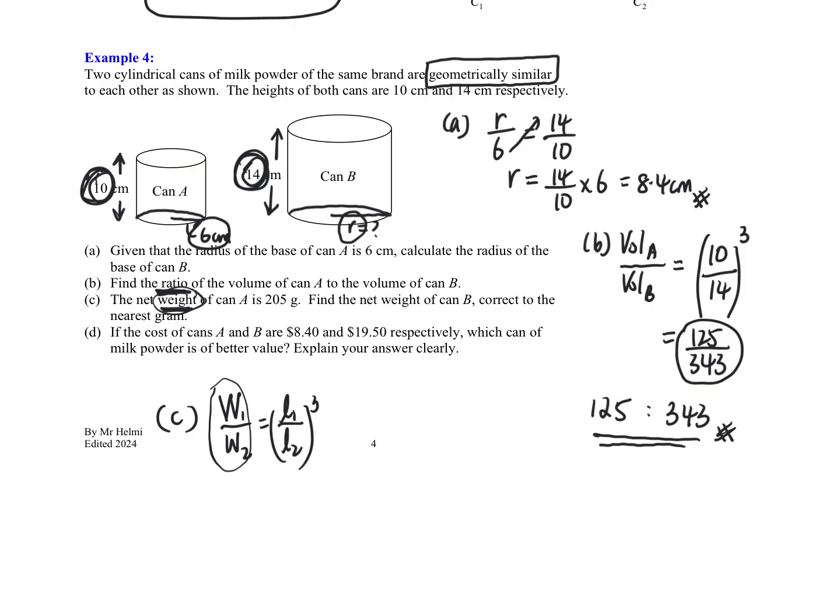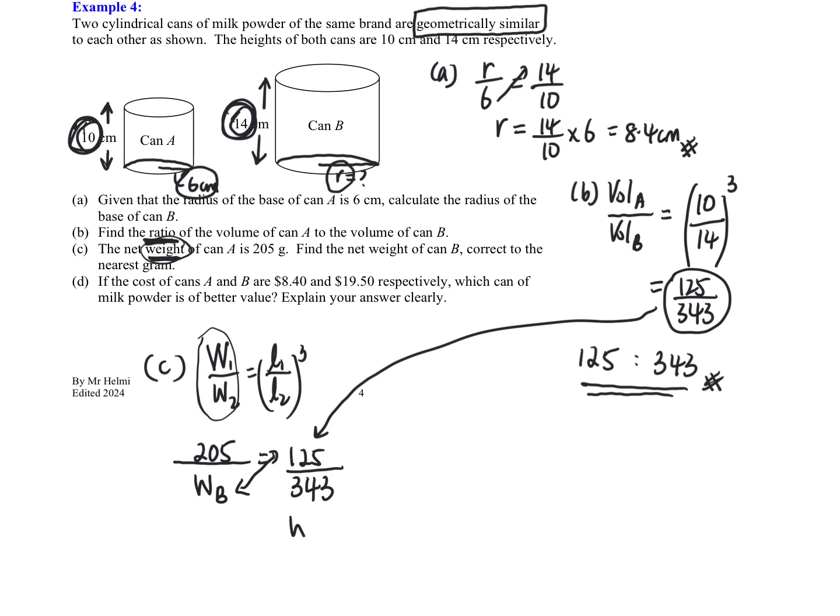Anyway, now they tell me that can A is 205 g. They want you to find the weight of can B. I already know the ratio is the same. You have already found it. They just changed the word from volume to weight. It's the same ratio, so just cross multiply and find the answer. So the weight of can B is 205 divided by the entire fraction. Or you can cross multiply, but I'm just taking a shortcut.